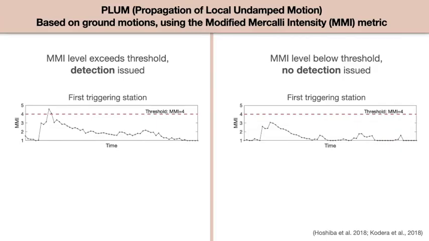Ground motion detections are based on ground intensity estimates using the modified Mercalli intensity metric, MMI. For each station, PLUM ingests 1-second data packets and generates MMI grams as shown here. Triggering thresholds are predefined. In this example, the threshold is set to 4. A trigger would be issued for the MMI gram on the left, but not for the MMI gram on the right. As you can see, different threshold levels will net different results.